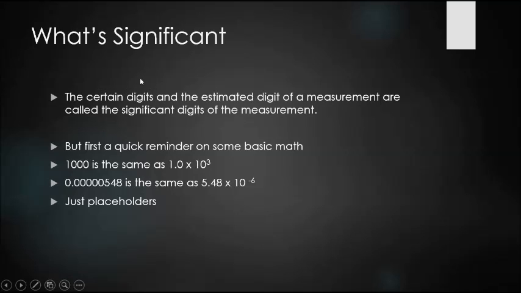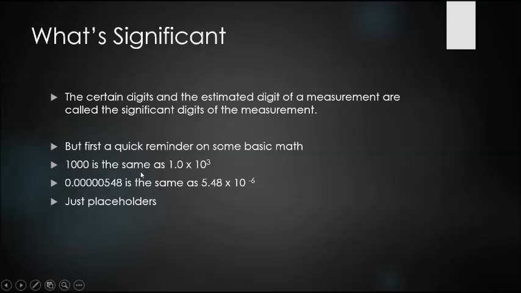So if you watched the uncertainty and measurement video, you know the certain digits are those that are basically stamped onto our measuring device or given to us by the measuring device. And the estimated digit is what we ourselves estimated that final place to be. So if you didn't watch that, you should really go back and watch it now, or else that part's not going to make very much sense.